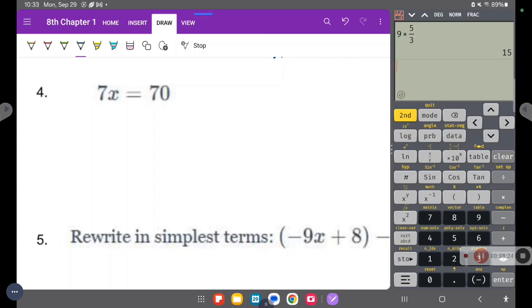Let's look at number 4. Connor, how would I solve this? Draw your line. Okay, so if you need to, look over there at the whiteboard. Oh, it's divides. Correct. Yeah. How do you do it right here?